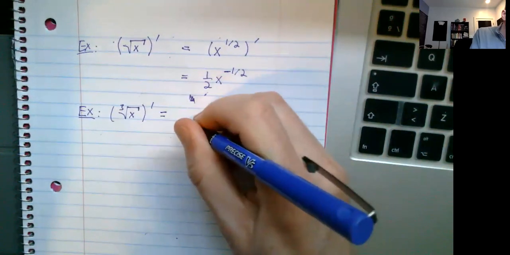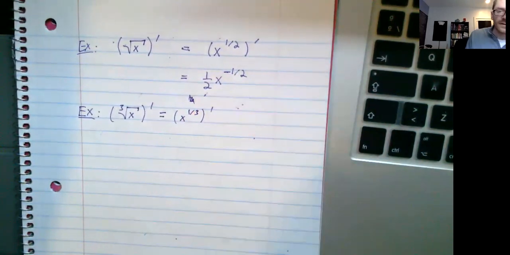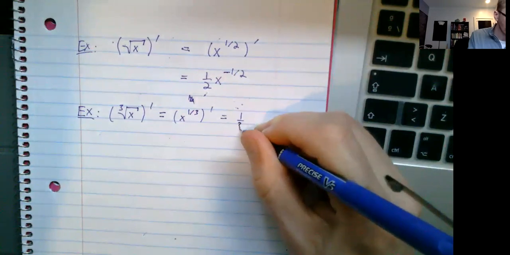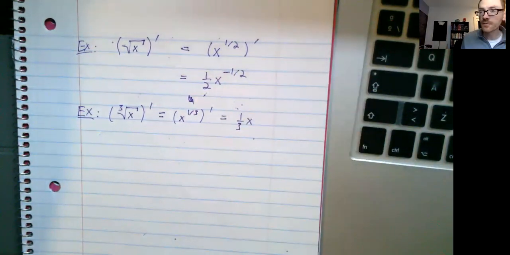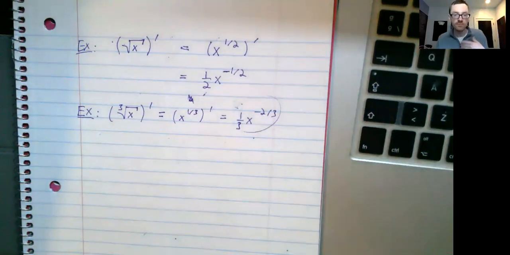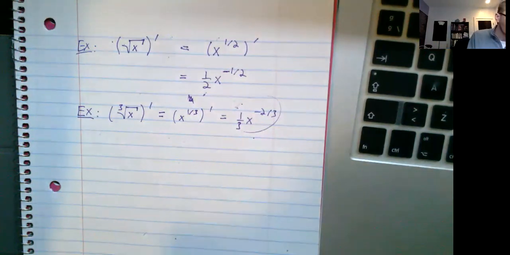Or how about this example? How about the derivative of the third root of x? Well, the third root of x can be written as x to the 1/3. And if you want to take the derivative of that, you can use the power rule, right? The 1/3 will come down. And if you subtract 1 from the exponent, 1/3 take away 1 is negative 2/3. So that's the derivative of the third root of x. So you can see that you can use the power rule on root functions, because root functions are really just fractional exponent functions.